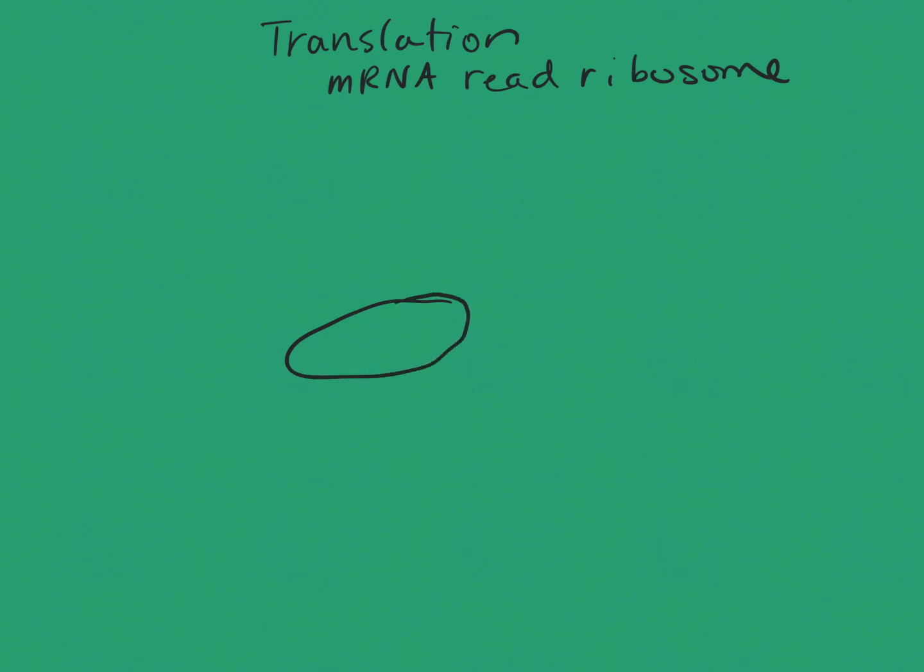Here's the small subunit of the ribosome. So remember, for bacteria, that's going to be the 30S size. Eukaryotes have a 40S small subunit and 60S large subunit for a total of 80S. But bacterial ribosomes have a 30S small subunit and 50S large subunit. Okay, so here's the messenger RNA.